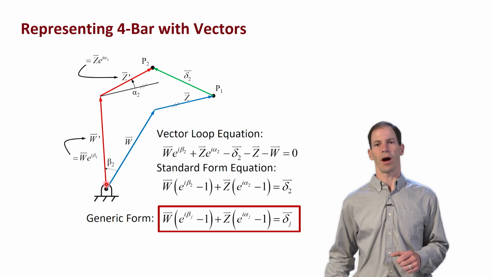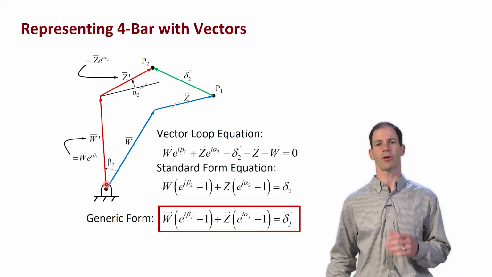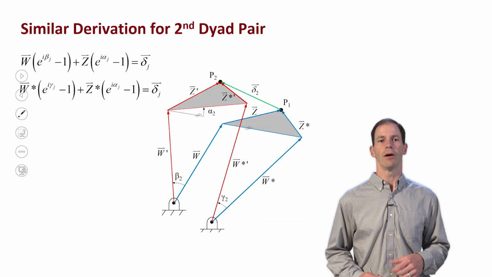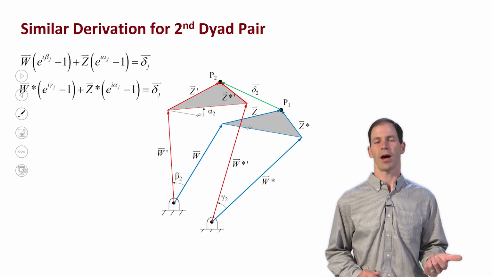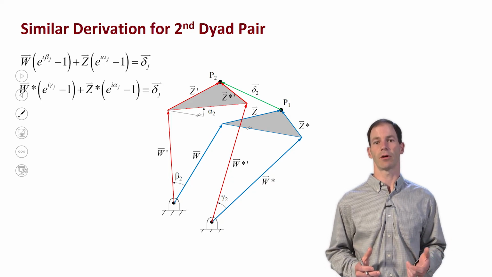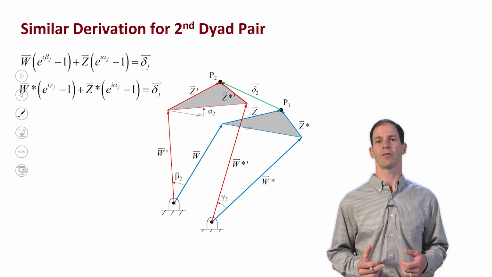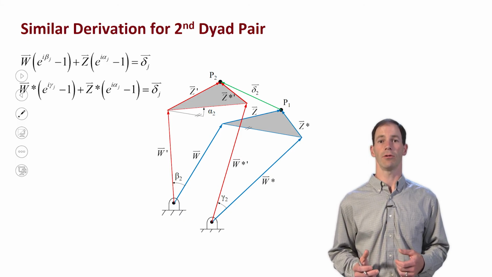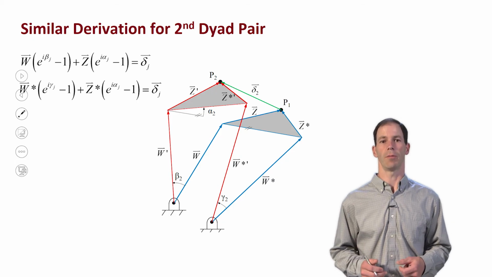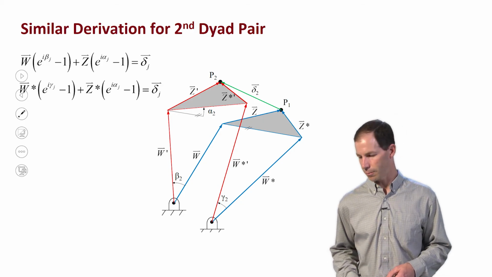All right, so I've done it for the left side of the mechanism, and I said, let's not worry about the right side for now. Well, let's start talking about it now. So just like I had for the left side of the mechanism, I have this same vector loop equation in the standard form for the right side of the mechanism, where I've got the W star and the Z star. The only difference is now I'm rotating my W star vector by the angle gamma 2, or gamma, instead of beta. I have the same rotation angle for my coupler for Z star as I did for Z, and I've got the same displacement vector.